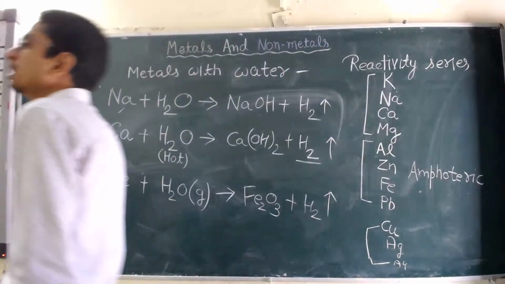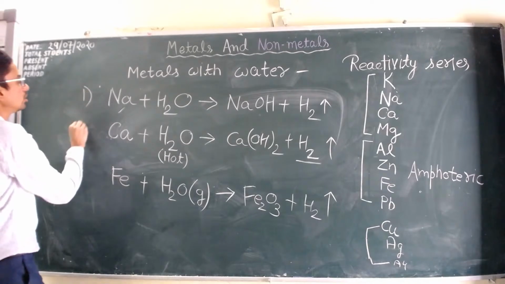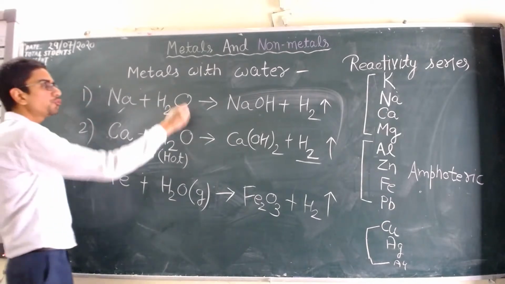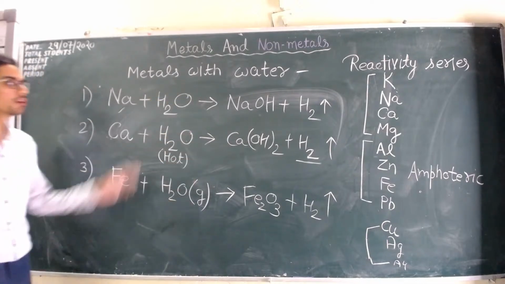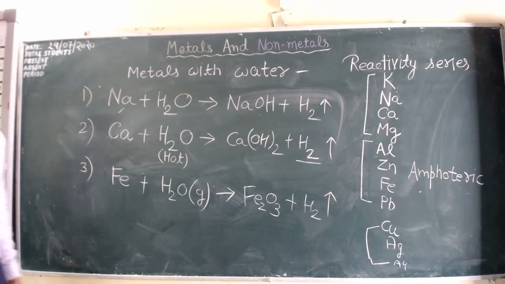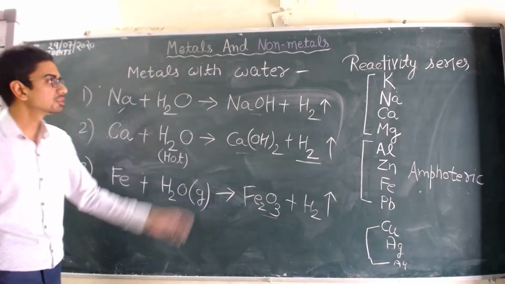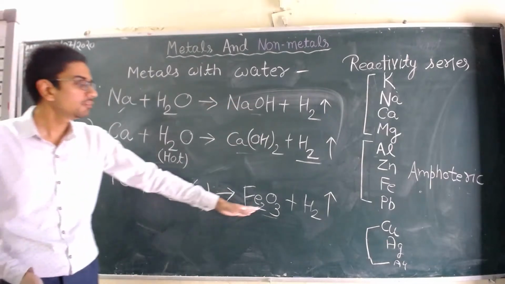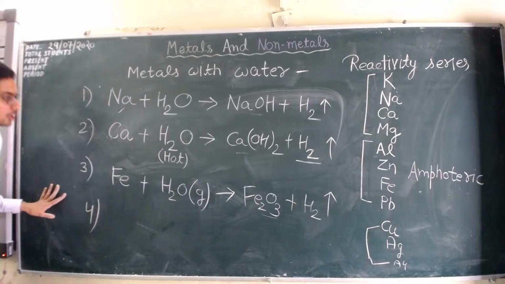So you must differentiate between these three reactions. Can you understand the differences between these three reactions? 1, 2, 3. Okay, there are differences in water forms. It is cold water, that is hot water, and that is steam, according to the reactivity of metals. And these are also different, because in highly reactive metals hydroxide will be formed and in less reactive metals oxide will be formed. Now I am writing another reaction.